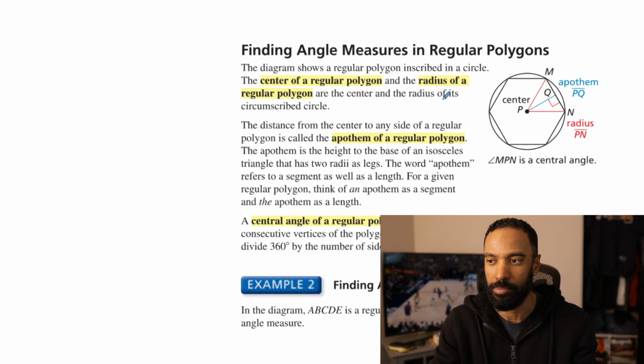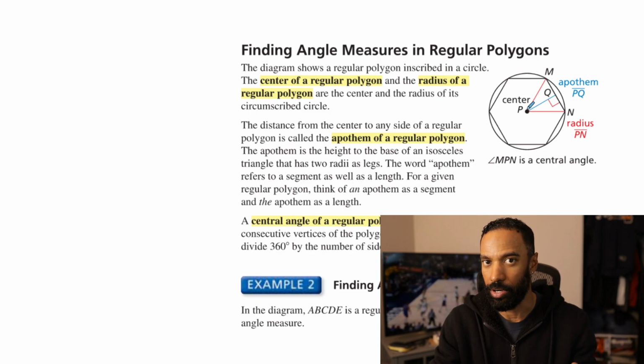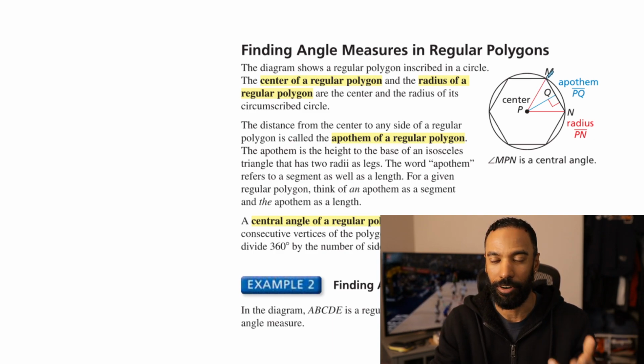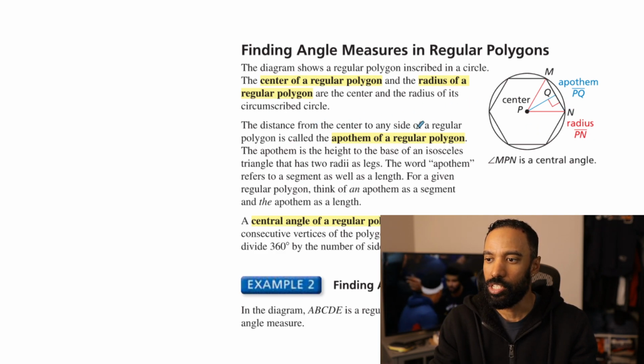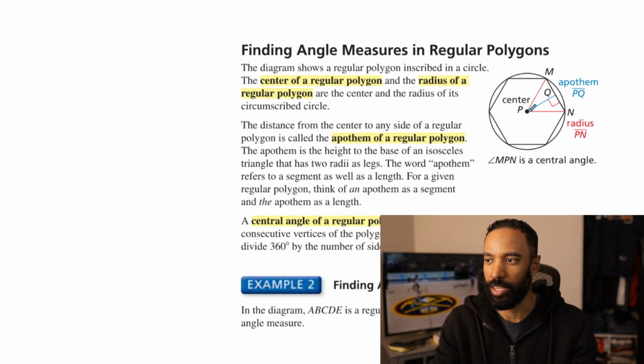And we're going to come up with those names, such as radius. Radius of the circle is also the radius of the regular polygon. It's the distance from the center of the regular polygon to any vertex. Boom, like M, to all vertices like that. The distance from the center to any side of a regular polygon is called the apothem.